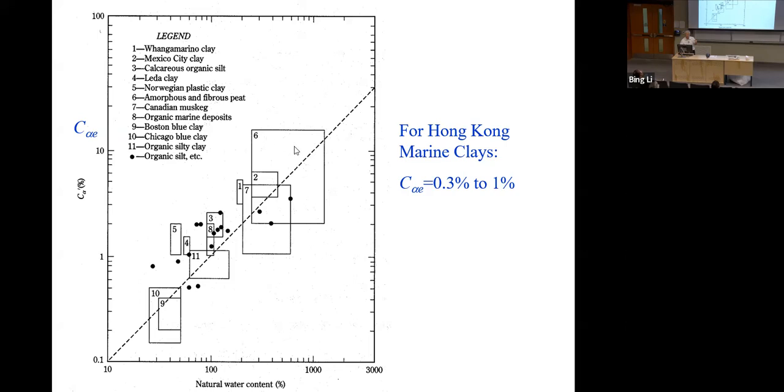For fibrous peat, it is very big because this kind of soil is a clay mixed with some roots, some organic materials. So generally speaking, C alpha E is a good indication of the viscous behavior of a soil, the magnitude of creep. For sand and silt, it is very small.